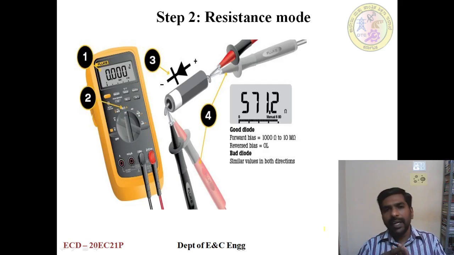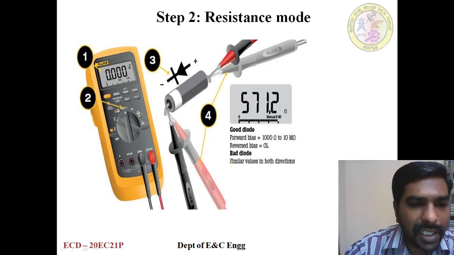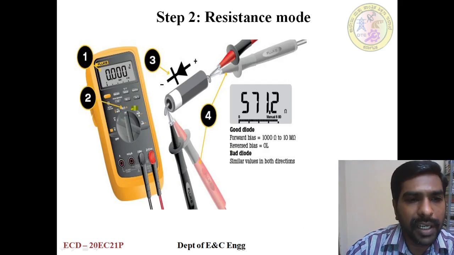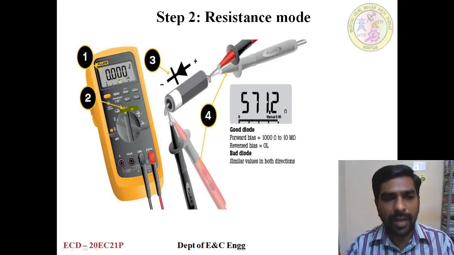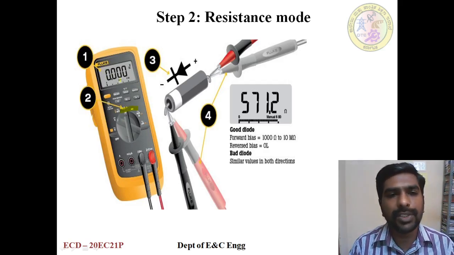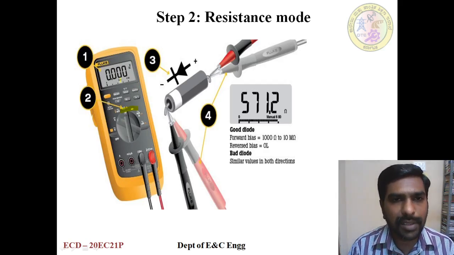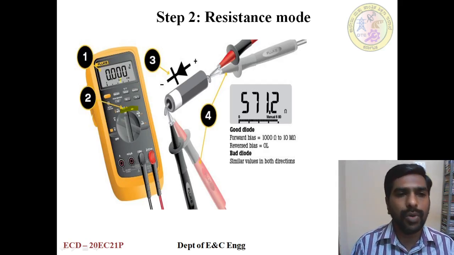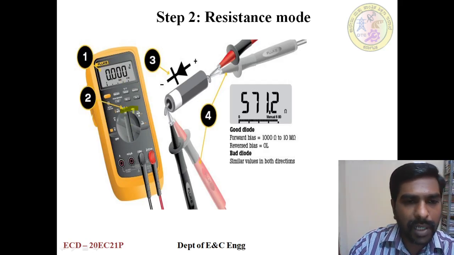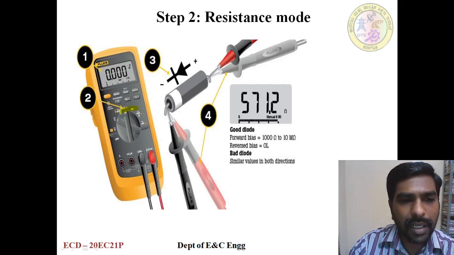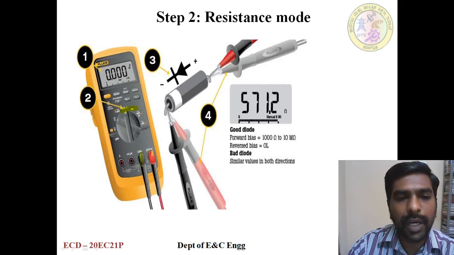Coming to the second procedure, that is called resistance mode. If the multimeter doesn't have a diode indication or diode test, then you can use the ohm meter. With the help of the ohm meter, we can measure the forward resistance and the reverse resistance. By this concept, we can identify whether it's a good diode or bad diode. Simply place the multimeter dial in the ohm meter mode and connect the black into common and red into the V and ohm terminal.